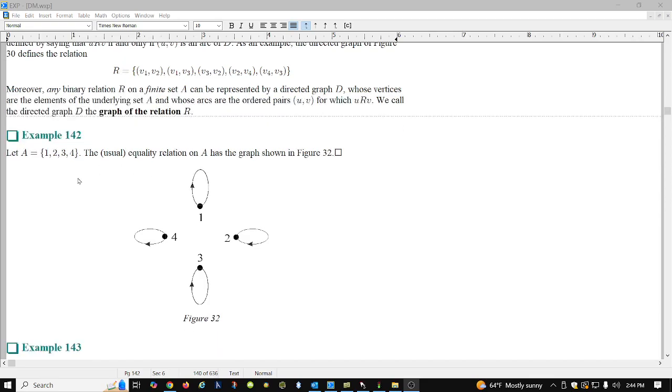Here are some examples. They're kind of pretty pictures. Suppose A is just the set {1, 2, 3, 4}. The usual equality relation has this graph. You have a node for each of the elements of the underlying set, and all you have are loops at each node.